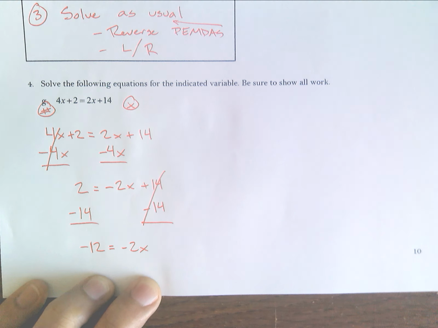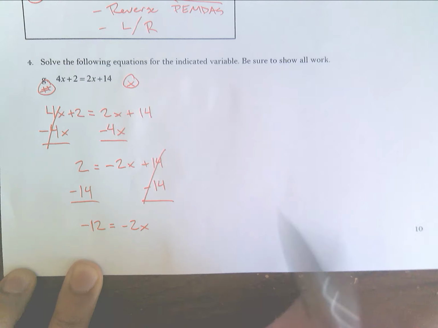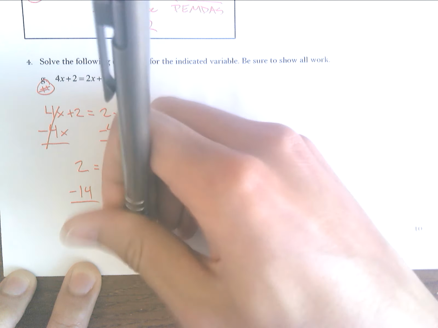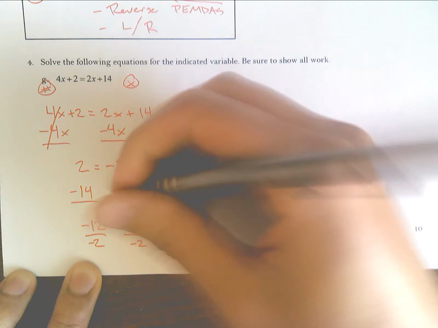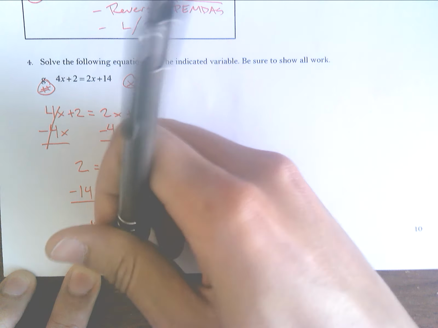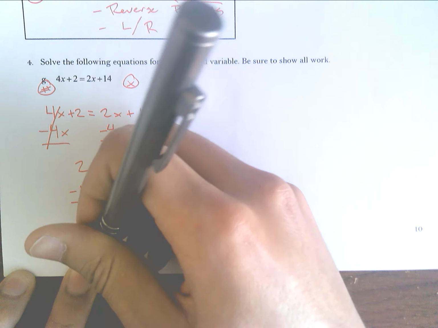One more step here. We've got negative 2x. This is saying negative 2 times x. So in order to get rid of that, we have to divide by negative 2. So then these cancel. On the right-hand side, we have x. And on the left-hand side, we have negative 12 divided by negative 2. A negative divided by a negative is a positive, and 12 divided by 2 is 6. So we have positive 6.